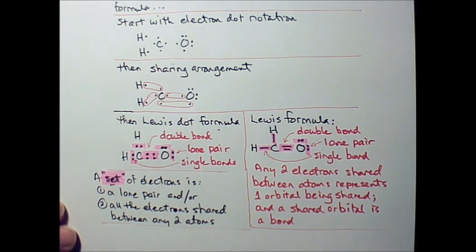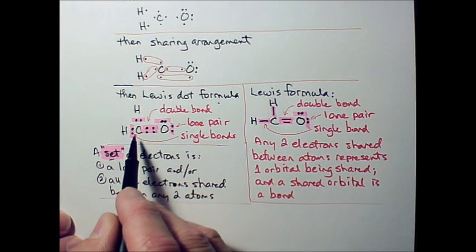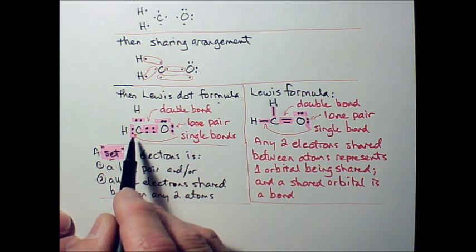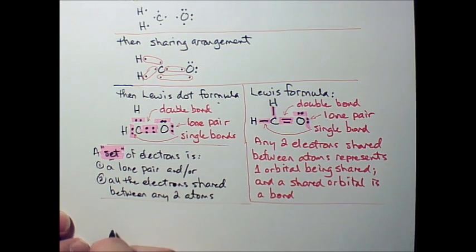To find the molecular shape, we're going to create an arrangement of sets of electrons that are as far apart as I can get them around the atom we're interested in. The atom that's key here to find the shape of this molecule is this carbon, because everything is attached to it. Hydrogens are attached to it and oxygen is attached to it.